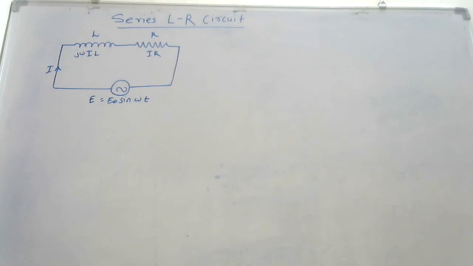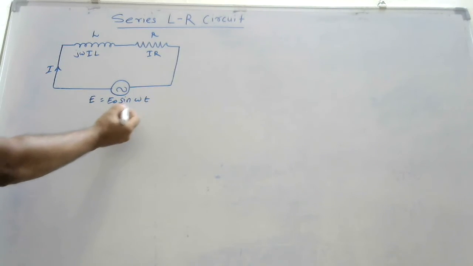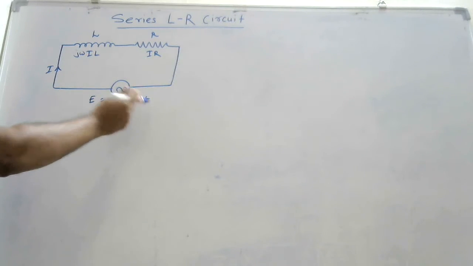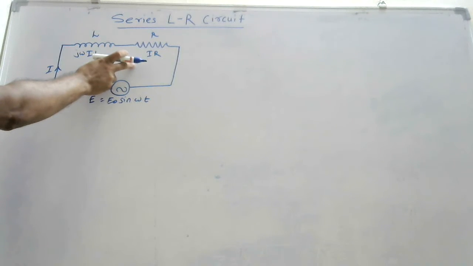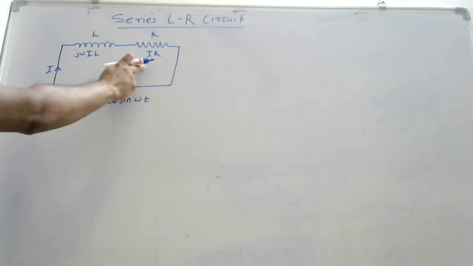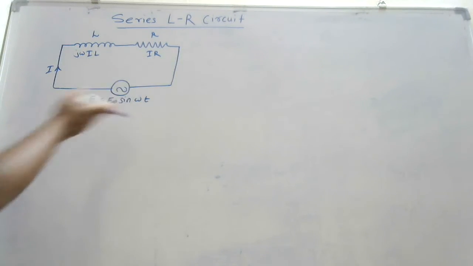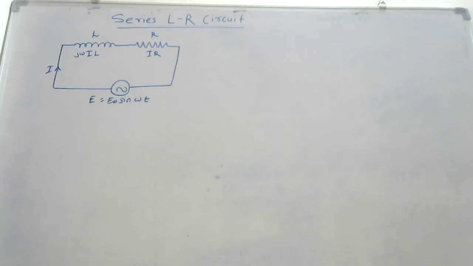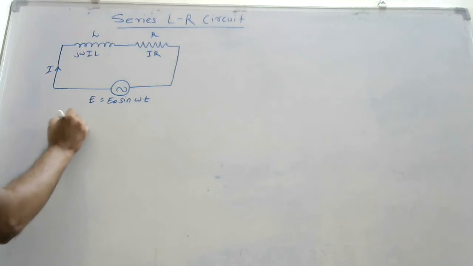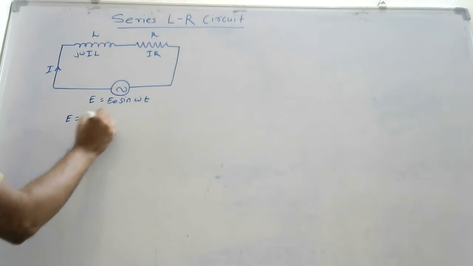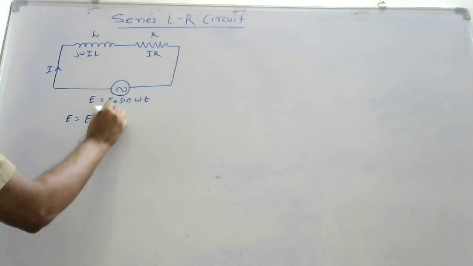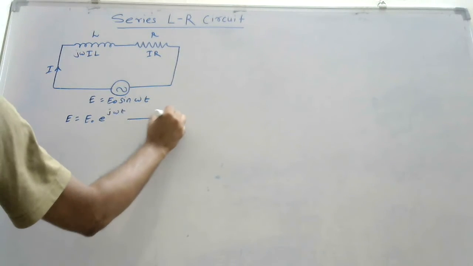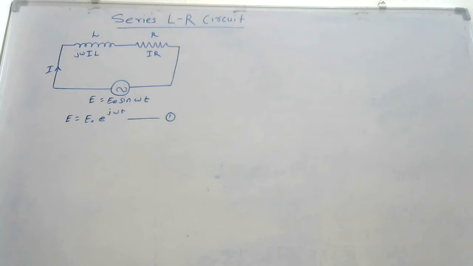Now see here in the circuit diagram, an alternating EMF, E equals E naught sin omega t, is applied to the series combination of inductance and resistance as shown in this figure. The imaginary part of the applied EMF is E equals E naught e to the power j omega t. Now we have to consider this as equation number 1.